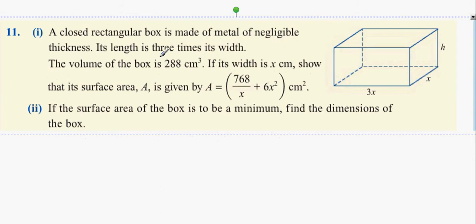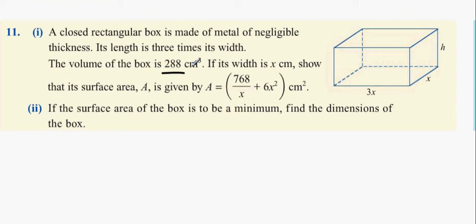11. A closed rectangular box is made of metal of negligible thickness. Its length is 3 times its width. The volume of the box is 288 centimeters cubed. If its width is x, show that its surface area A is given by A equals 768 divided by x plus 6x squared centimeters squared.